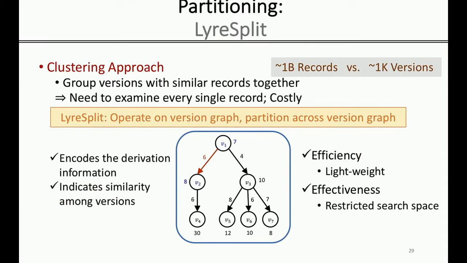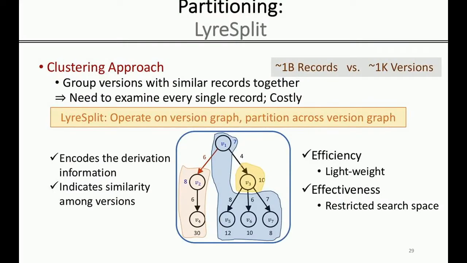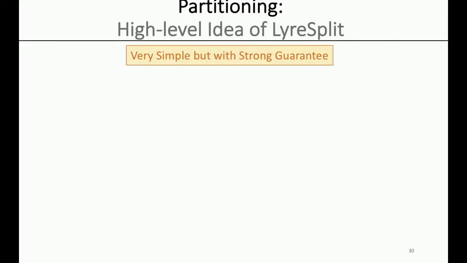As you may have already noticed, if we work on the version graph, we are actually exploring a restricted subspace. For example, there is no way to partition the versions in this way, because the other versions inside the blue partition are not connected without the inclusion of version 3 in the yellow partition. However, remarkably, even with this restricted search space, we are able to prove some approximation guarantee in terms of the smallest storage cost and the smallest checkout cost, which is good. So we will show the algorithm below. It is very simple, but it has a very strong guarantee.